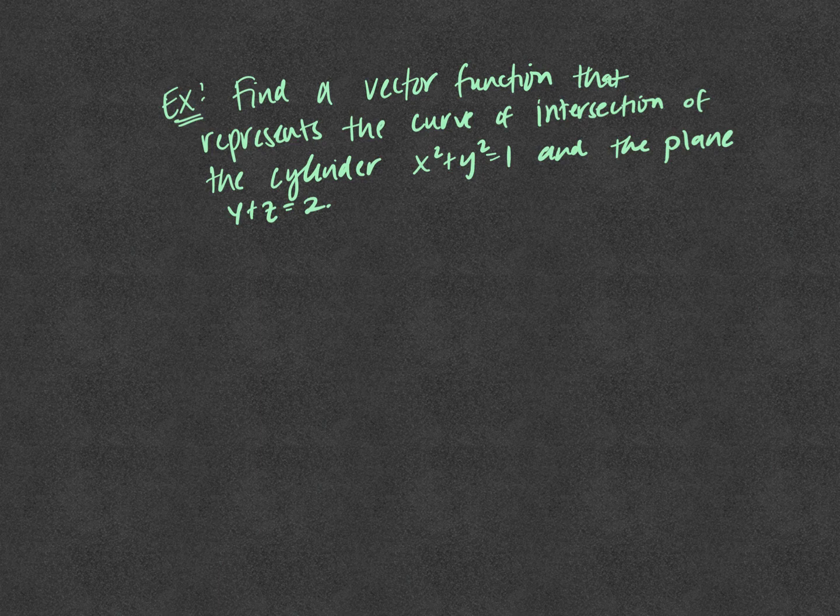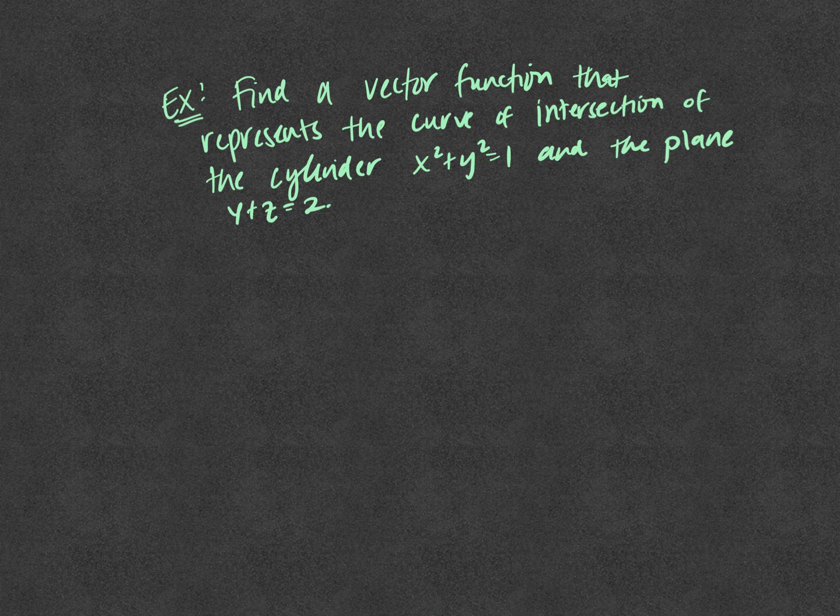This example says, find a vector function that represents the curve of intersection of the cylinder and the plane. So think about your cylinder. We have a right circular cylinder that we've talked about before that goes around z and has a radius of 1. And the plane y plus z equals 2. I'm not going to ask you to draw one of these. I'm going to bring in a picture for you.